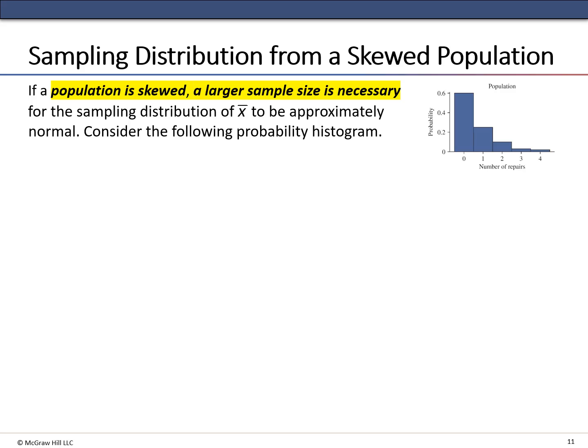If a population is skewed, as you can see to the right here, a larger sample size is necessary for the sampling distribution to be approximately normal.